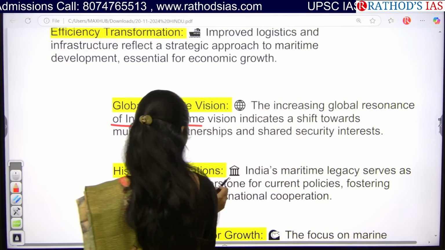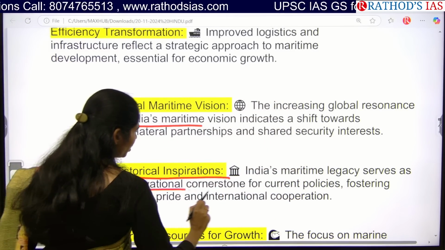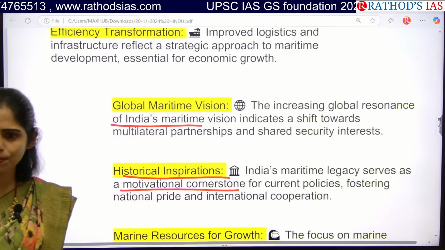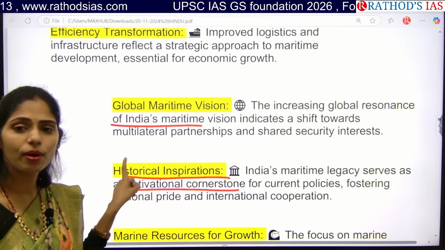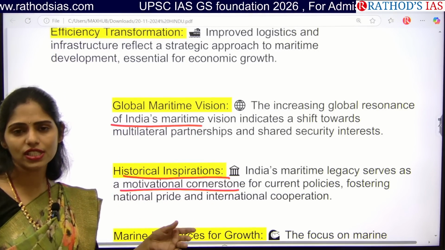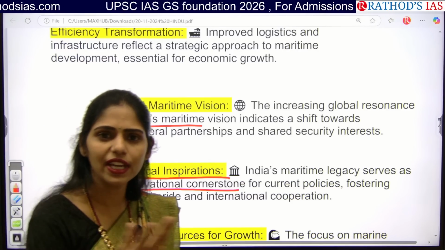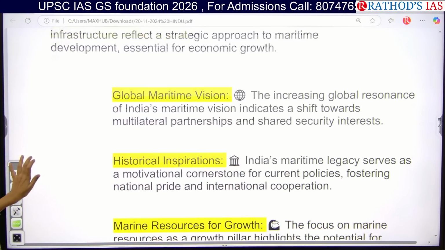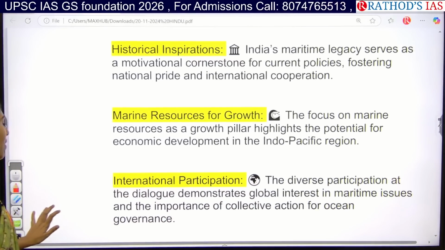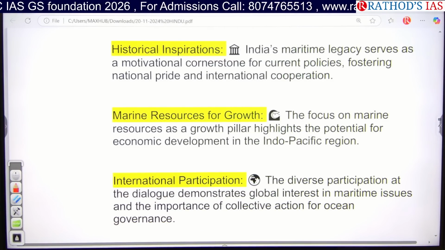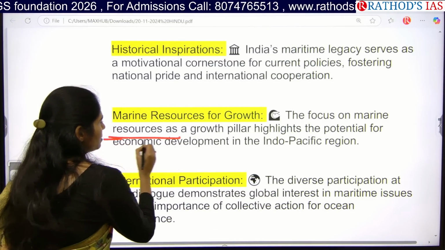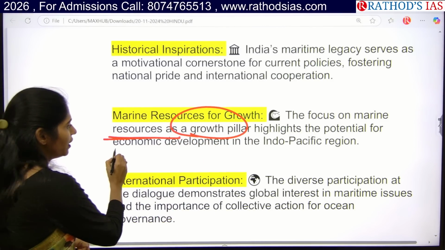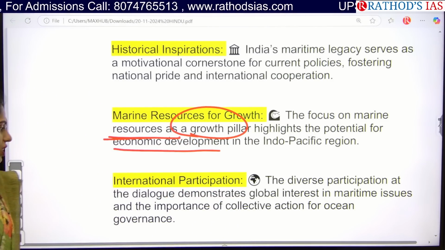And next, India's maritime legacy also serves as a motivational cornerstone for current policies. So we are also increasing our national pride as well as international cooperation. If you are coming up with these kinds of corridors with other countries, obviously we have to increase international cooperation, right? That is the thing mainly said here. And marine resources are very, very important for growth. We are especially focusing on marine resources because they are the growth pillar. They highlight the potential for economic development in this Indo-Pacific region.